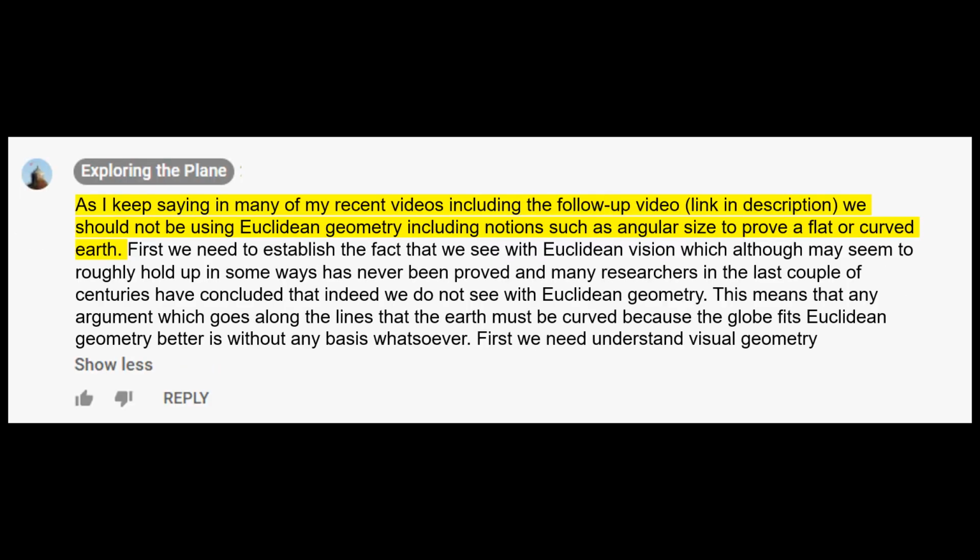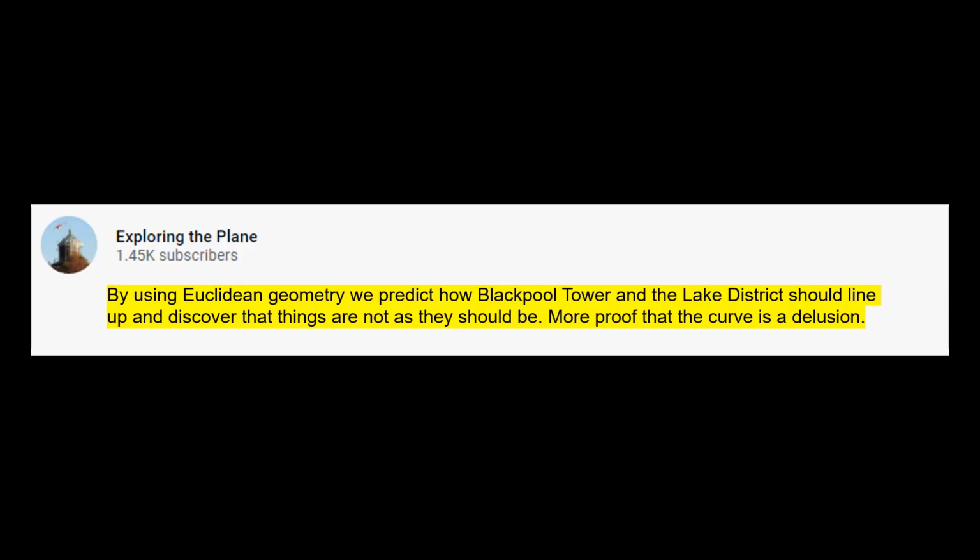And Exploring the Plane replied with, "As I keep saying in many of my recent videos, including the follow-up video, link in description, we should not be using Euclidean geometry, including notions such as angular size, to prove a flat or curved Earth." Of course, his comment completely contradicts what he says in his description: "By using Euclidean geometry, we predict how Blackpool Tower and the Lake District should line up and discover that things are not as they should be. More proof that the curve is a delusion." I would actually say more proof that your line of reasoning is a delusion.